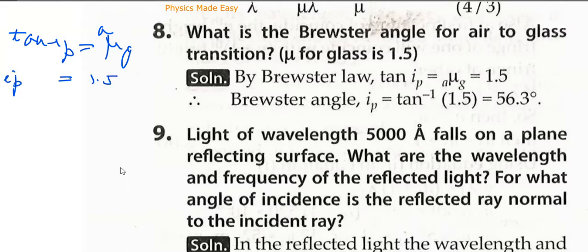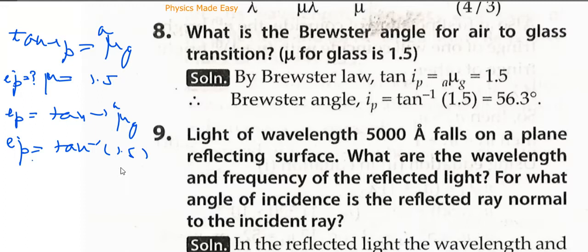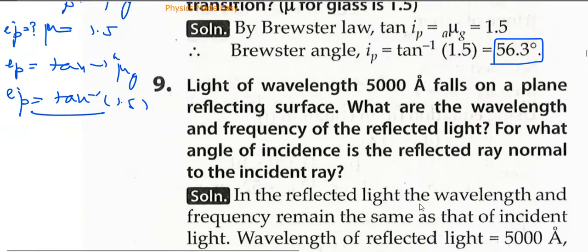So we want to find IP. Mu is given to us. Now IP is tan inverse mu glass with respect to air. IP is tan inverse 1.5. 1 corresponds to 45 degree when we take tan inverse, and 1.5 corresponds to, it's quite clear, 56.3 degrees. And now the next question.